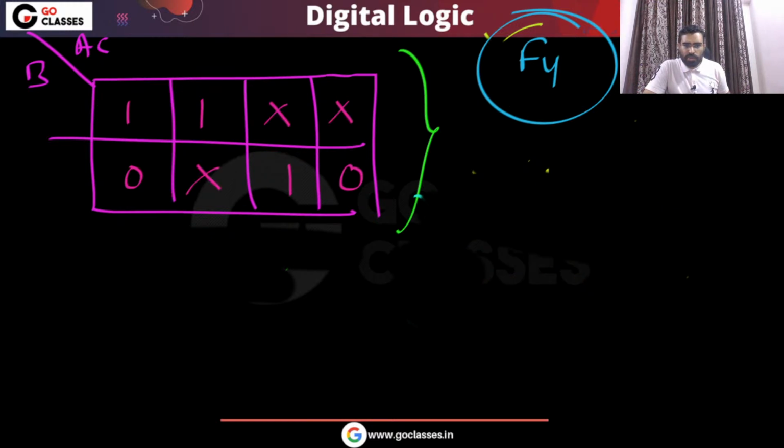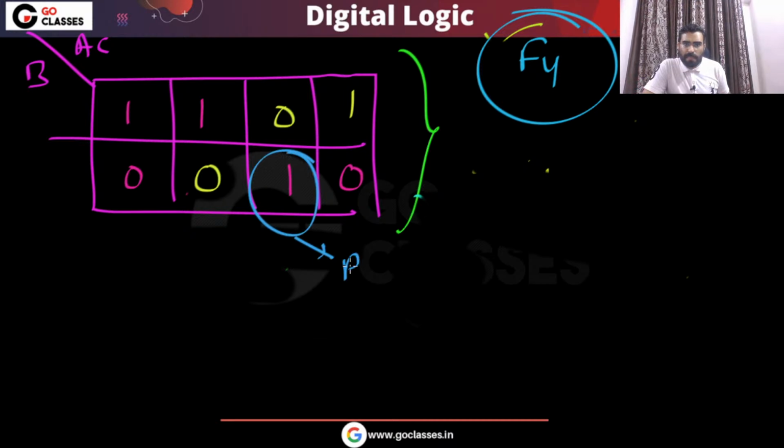Next, you tell me, can I do this? If I do this one, for example, I write it like this: 0, 1, 0. Will it work? In this function, do we have a PI which does not appear in the minimum SOP?